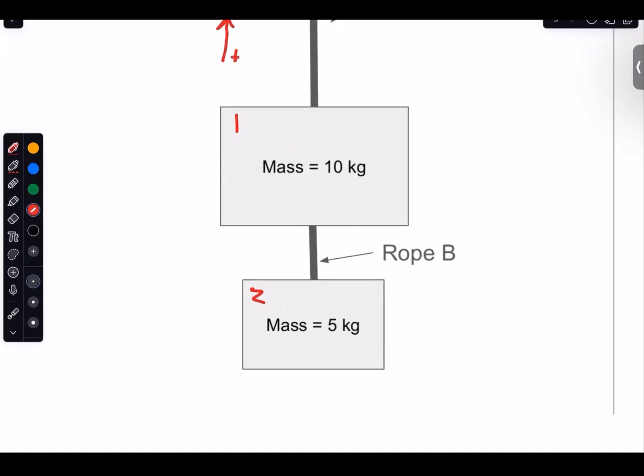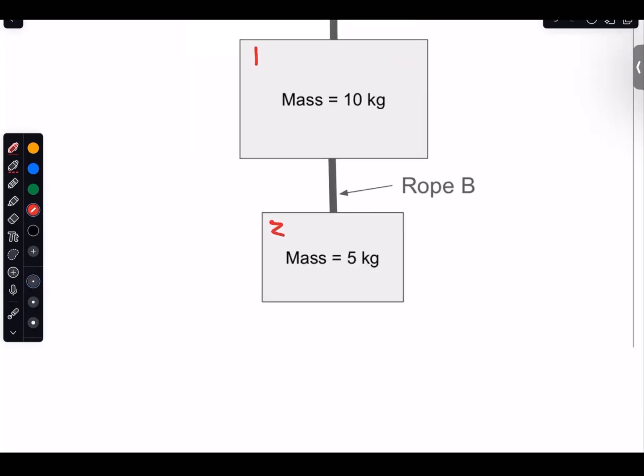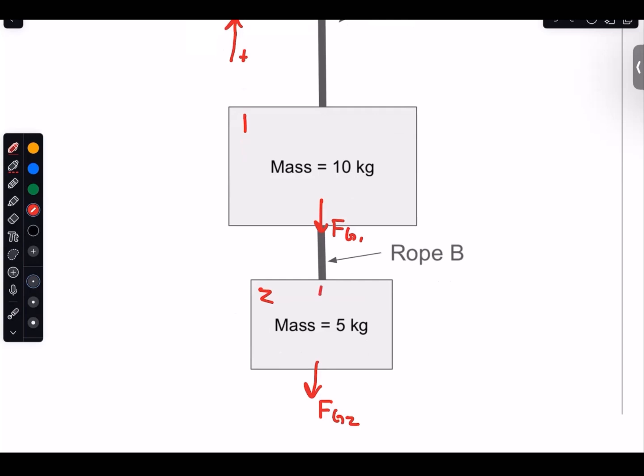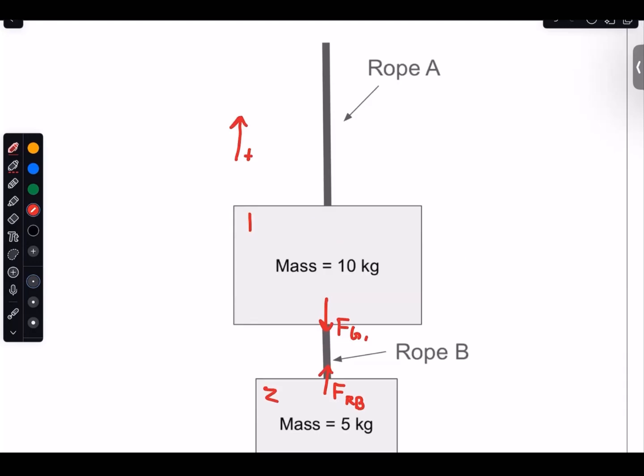We're also going to draw our free body diagrams and our masses. So let's start with the force of gravity for mass 1 and the force of gravity for mass 2. As we discussed in the previous problem, there's also a vertical force acting on mass 2. This is the force of rope B. And there's a vertical force acting on mass 1, which is the force of rope A.